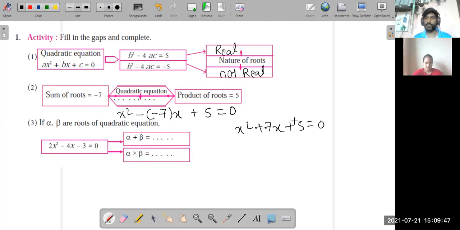Yes, okay. Next, alpha plus beta is 2, and alpha into beta is minus 3 upon 2. Correct. Okay, good.